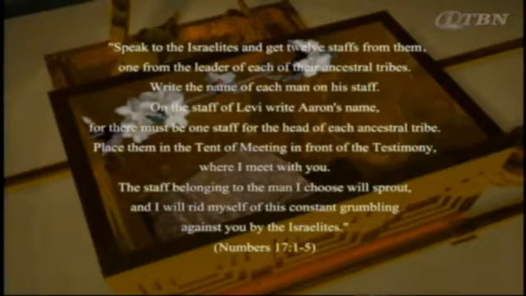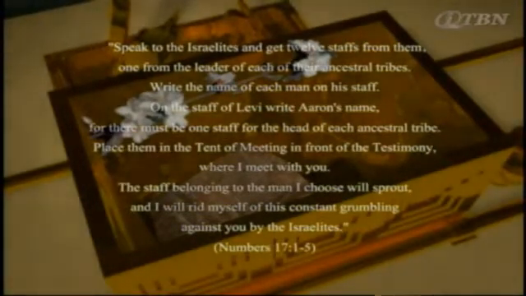Speak to the Israelites and get 12 staffs from them, one from the leader of each of their ancestral tribes. Write the name of each man on his staff. On the staff of Levi write Aaron's name, for there must be one staff for the head of each ancestral tribe. Place them in the tent of meeting in front of the testimony, where I meet with you. The staff belonging to the man I choose will sprout, and I will rid myself of this constant grumbling against you by the Israelites.